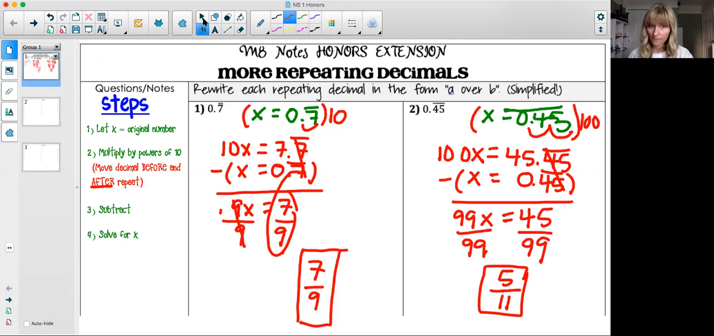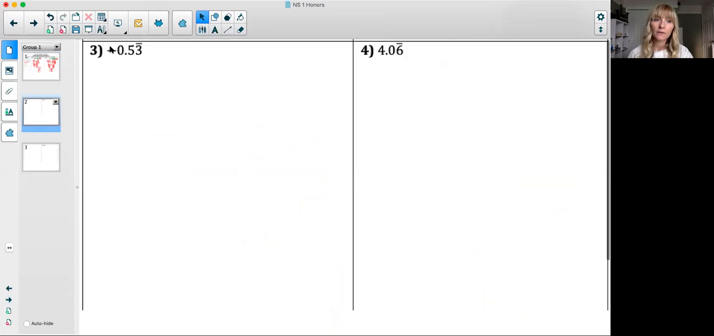Now, these are the kinds that would have worked with the 9s rule because they started repeating right after the decimal, okay? Now, watch what happens as we try one of these. Look at number 3. Notice this one, the repeat is only over the 3. It doesn't start repeating until the hundredths place. That makes this trickier, and that makes this algebraic process absolutely necessary. Because if I tried to put 53 over 99 in my calculator, 53 divided by 99 makes 0.535353. The 5 and 3 are repeating, and that's not what this is supposed to be.